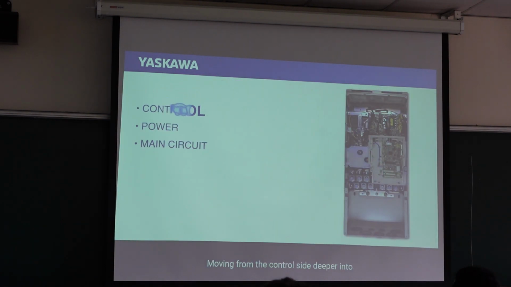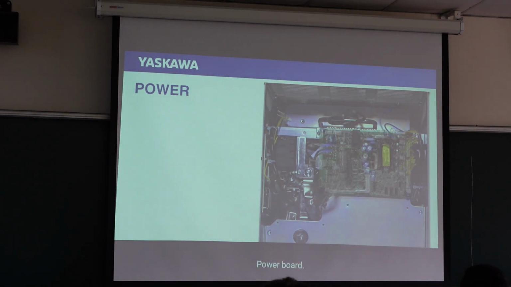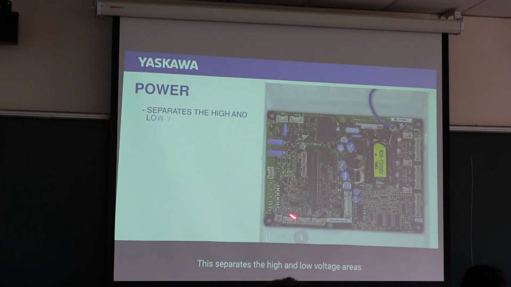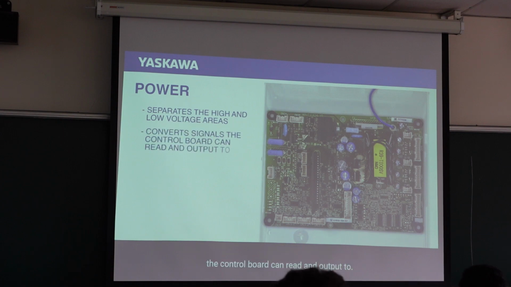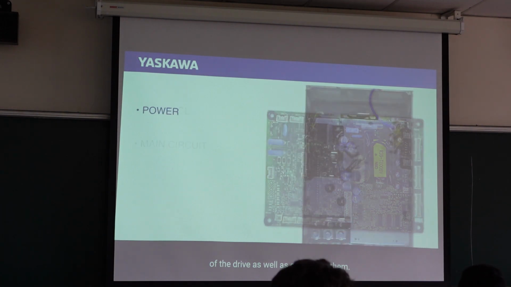Moving from the control side deeper into the drive, we find ourselves at the main drive power board. This separates high and low voltage areas, converting signal levels to something the control board can read and output to. This is used for monitoring critical areas of the drive as well as controlling them.